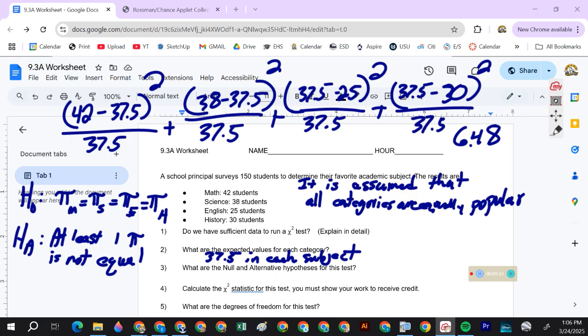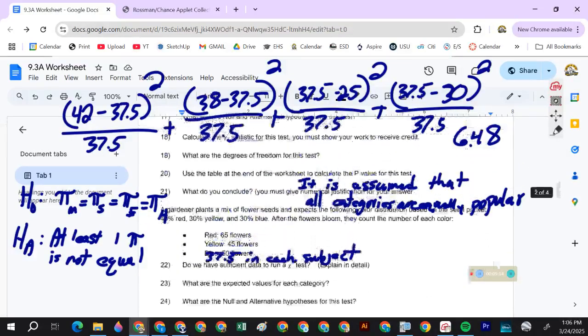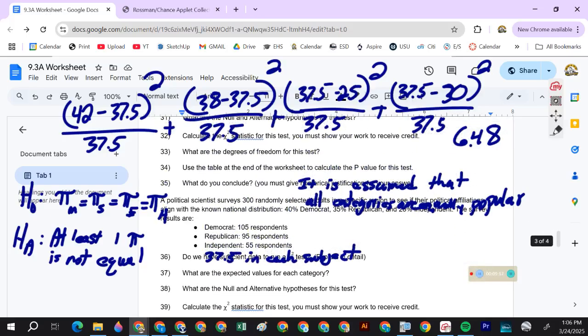All right. So scroll down. No, I'll scroll down. How about you look at your back page?